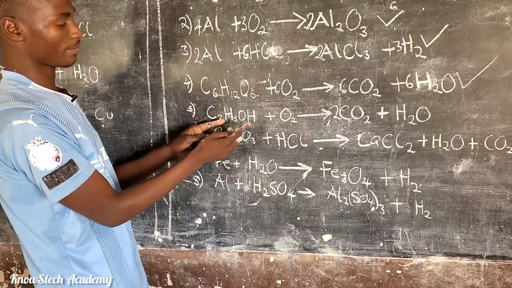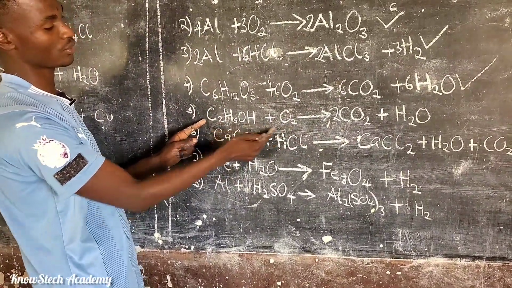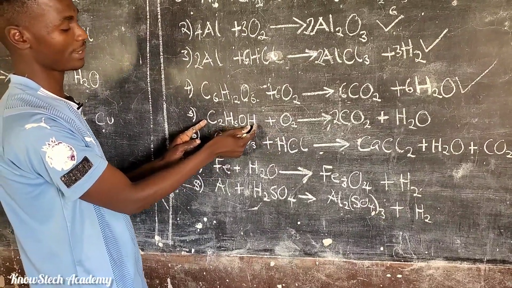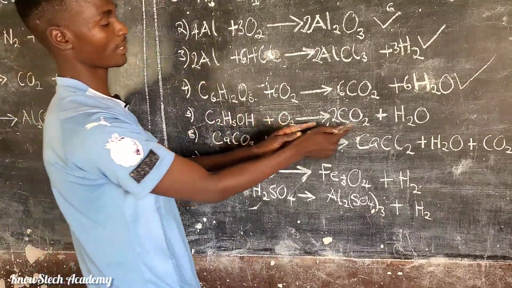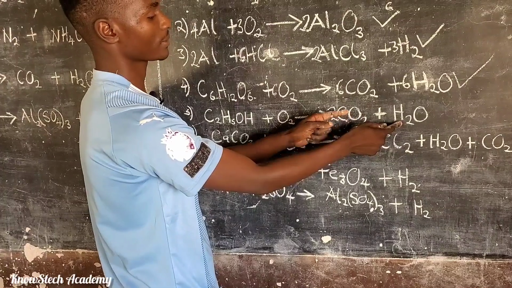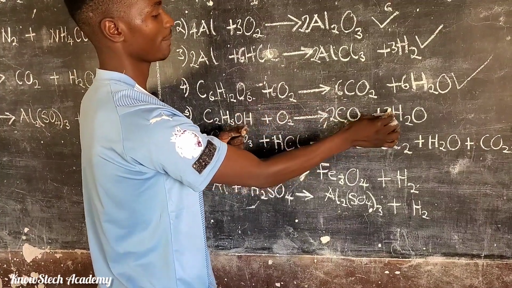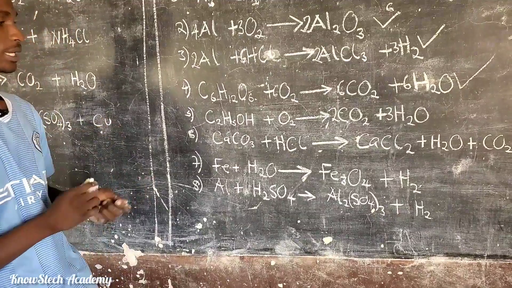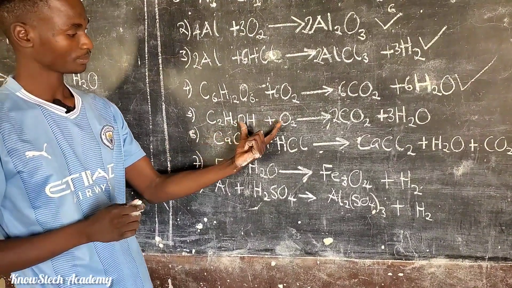All right, we go to the next. How many atoms of hydrogen do we have on the reactant side? 5 plus 1, 6, right? You have 6. How about here? So we're going to put 3. So 3 times 2, 6, right? Nice. We go to the next, oxygen.